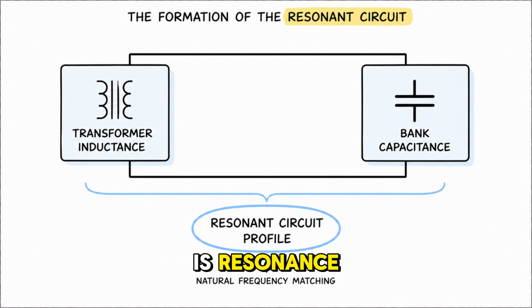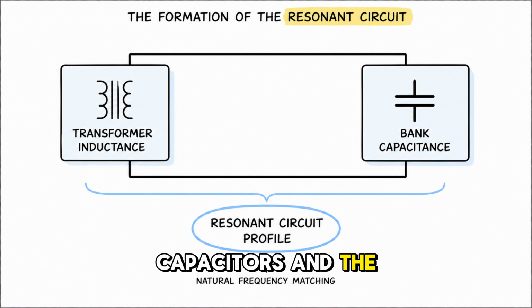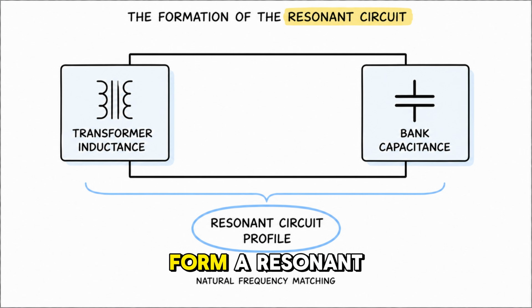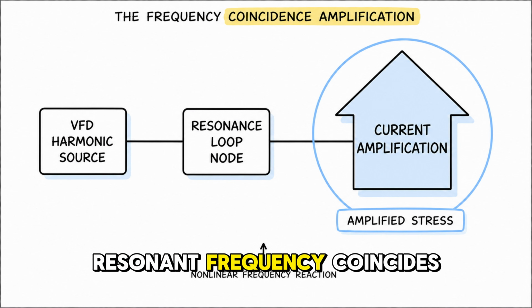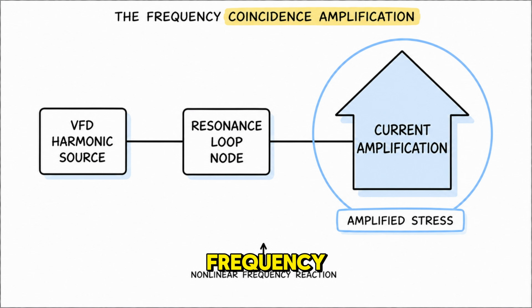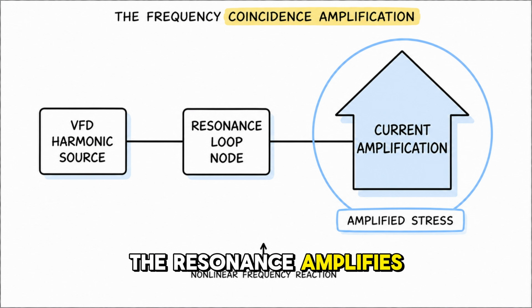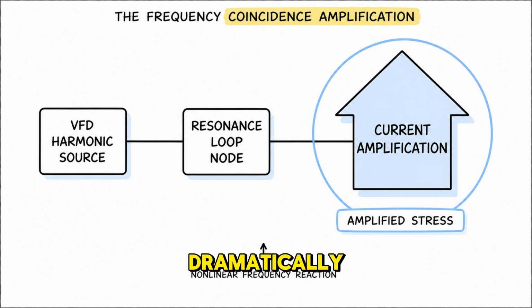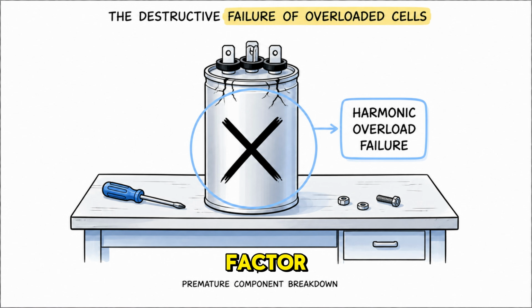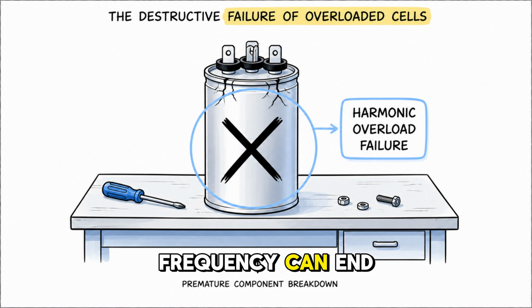The third problem is resonance. Capacitors and the inductance of the supply transformer form a resonant circuit at a specific frequency. And if that resonant frequency coincides with a harmonic frequency produced by variable frequency drives or other nonlinear loads in the facility, the resonance amplifies the harmonic current dramatically. Capacitors correctly sized for power factor correction at fundamental frequency can end up carrying harmonic currents many times their rated value under these conditions, and they often fail within weeks of installation.